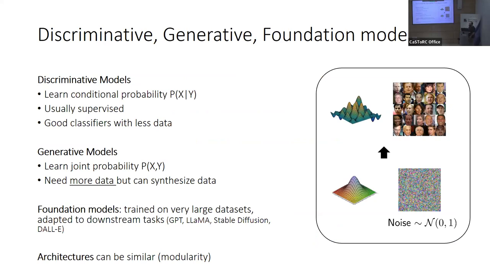Okay, so summarizing this introduction, we have discriminative models that are usually supervised, they do regression, they do classification. We have generative models that learn joint probabilities. They need more data to generalize because they learn a joint distribution, right? So that is much more complicated than learning a conditional distribution, right?